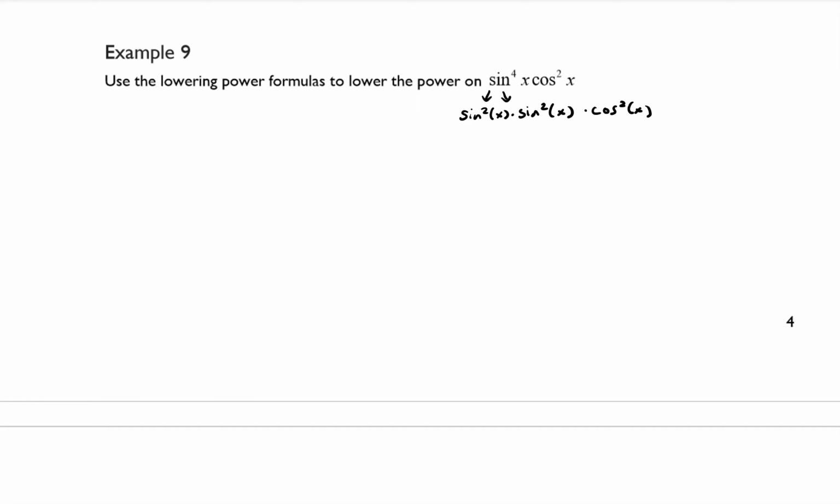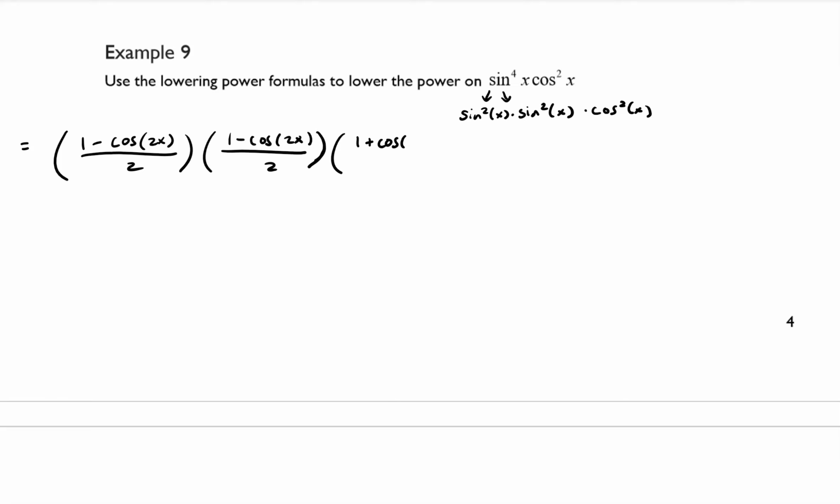So we're going to have to use the lowering power formulas multiple times. So that is going to equal, if I sub in the identity for sine squared x, 1 minus cosine of 2x over 2. And I'm going to write that again since we have sine squared x twice. And then cosine squared x we can rewrite as 1 plus cosine of 2x over 2.